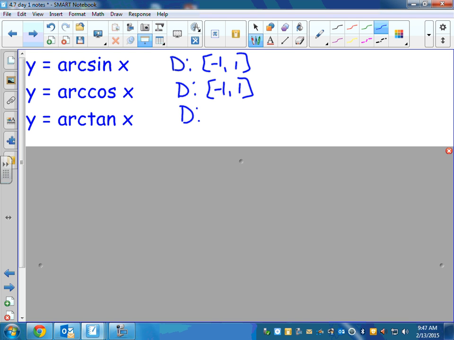But what about tangent? What was the range of tangent? Do you remember? What does regular tangent look like again? Like that, right? And then it just repeats itself. So what's the range of that? It was all real numbers. Tangent didn't have an amplitude because it kept going in both directions. So if we switch that, inverse tangent also could be any number.